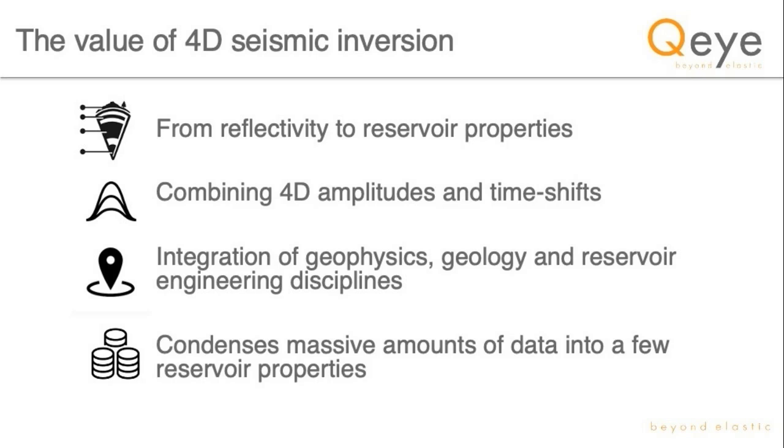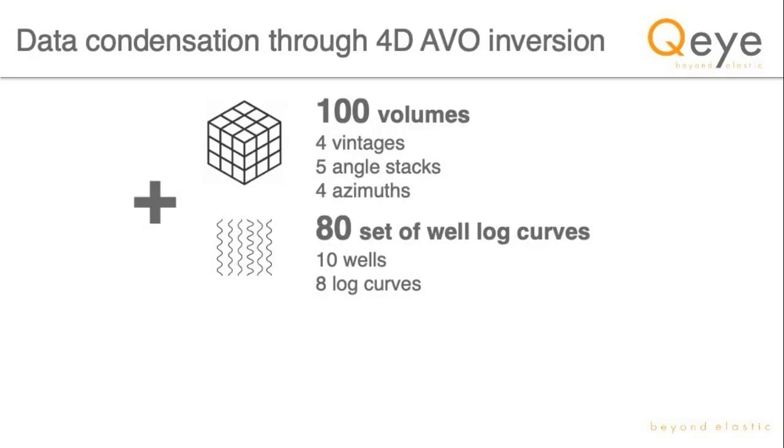Then the final thing we found with this type of project is that we condense massive amounts of data into a very few reservoir properties. So if we imagine we had 4 vintages, 5 angle stacks, 4 azimuths, I've then written it's more than 100 volumes. It's actually only 80 volumes, but just shows you so big numbers that you easily get confused.